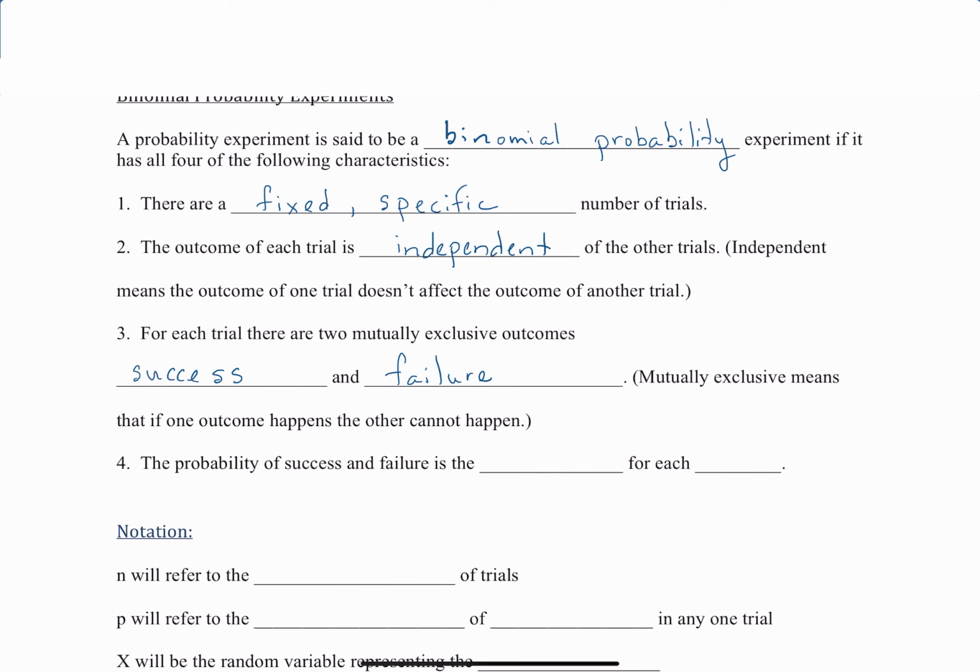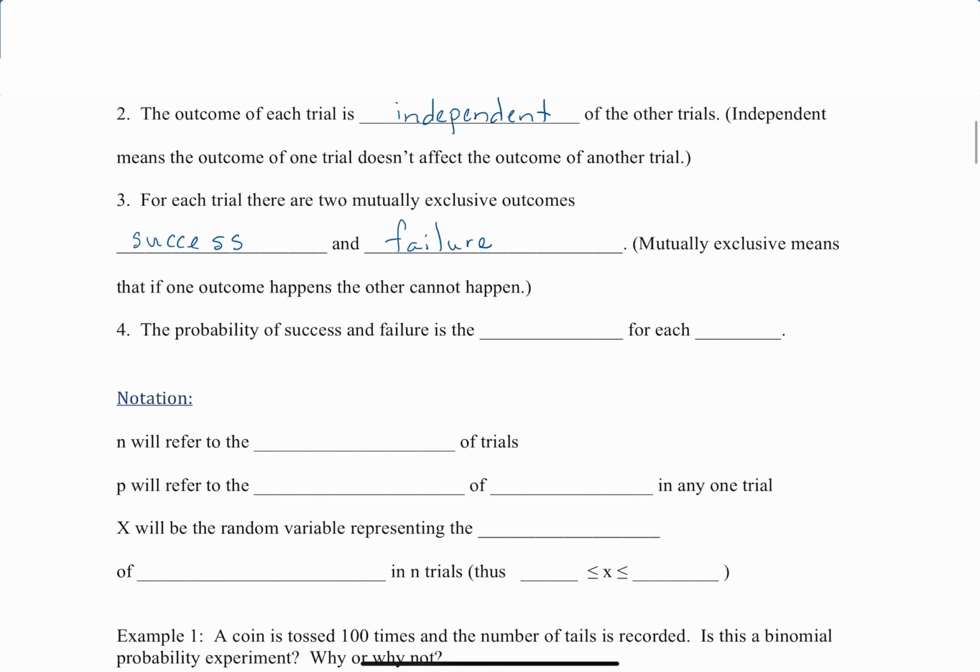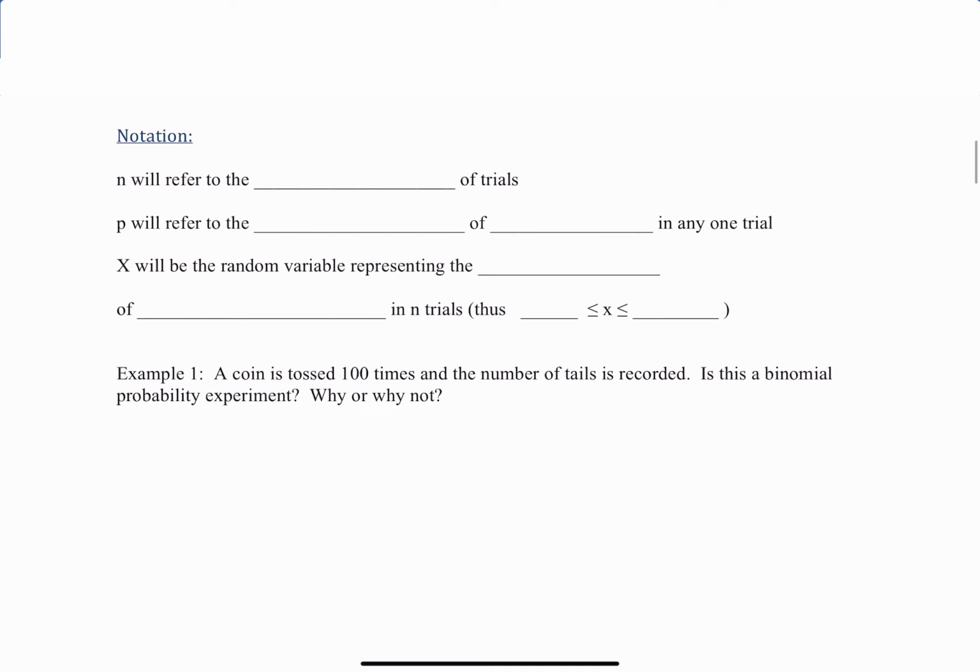Oh, and mutually exclusive means that if one outcome happens, the other can't happen. For example, like dead or alive, those are mutually exclusive. If you're dead, you can't be alive. If you're alive, you can't be dead. But sick and alive are not mutually exclusive because you could be both sick and alive. 4. Last, the probability of success and failure is the same for each trial. Now, there's some notation that's standardly used in this situation.